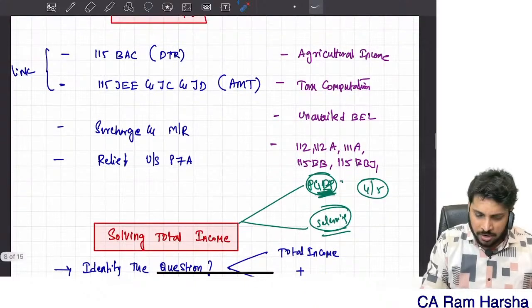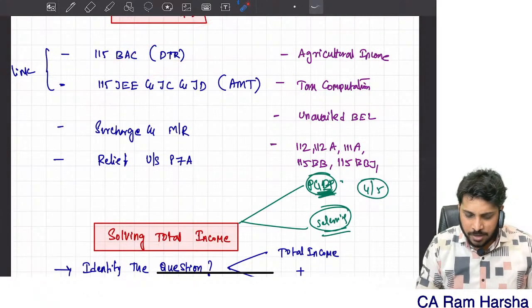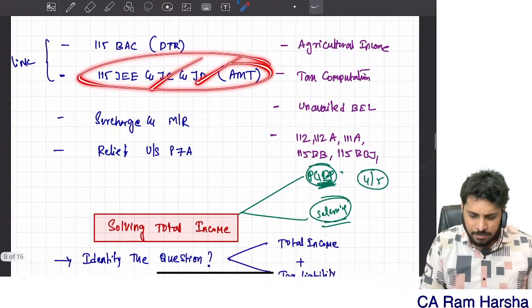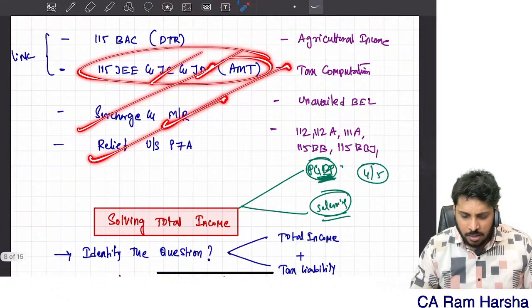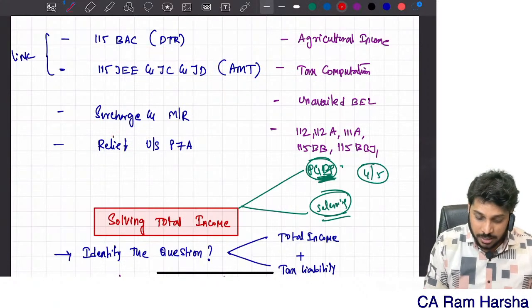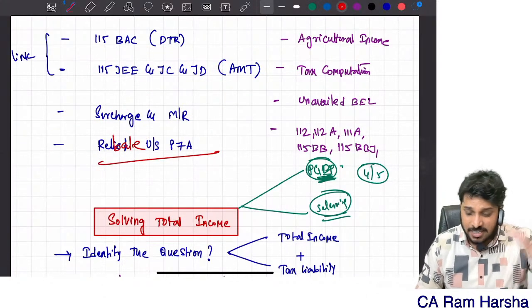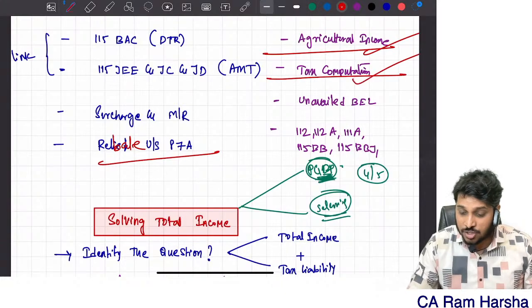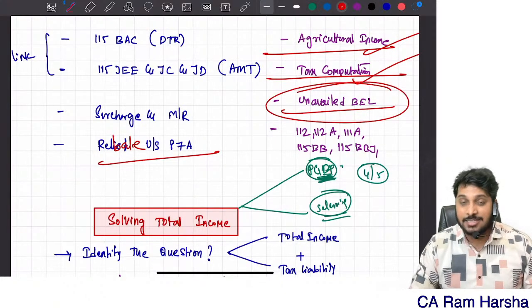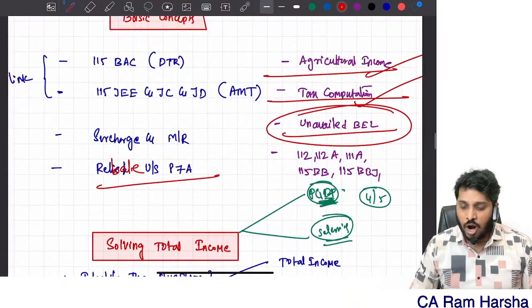Right now, I covered 115BAC, JE, JC, JD, nothing but AMT, surcharge, relief, and marginal relief. Sorry, this is actually rebate. Rebate under 87A I covered, agriculture income I covered, tax computation I covered, and unavailed basic exemption limit. Yeah, unavailed basic exemption. What is unavailed? Unutilized basic exemption limit.